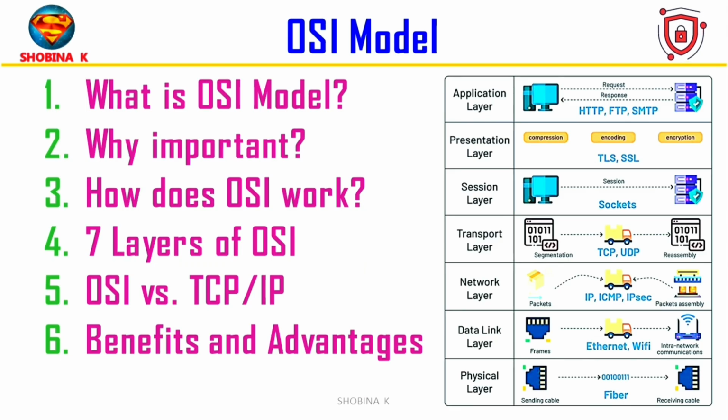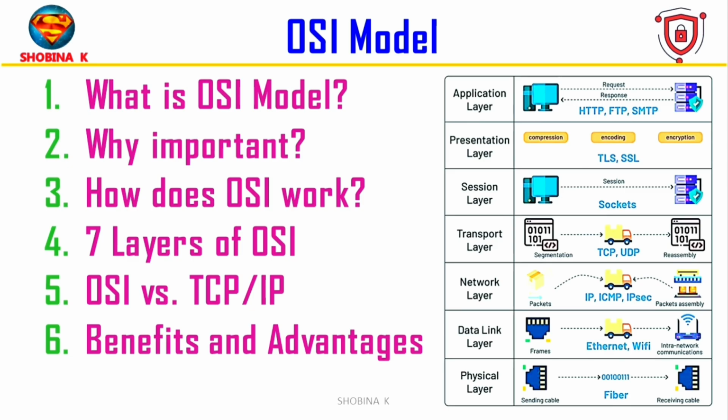So here is what we will cover in today's video. Let's start by understanding what the OSI model is. Next, we will discuss why it is important. Then we will explore how data moves through the layers of the OSI model. Moving further, we have a detailed breakdown of the 7 layers from the physical layer to the application layer. After that, we will compare the OSI model with the TCP/IP model. Finally, we will look at the benefits and advantages of using the OSI model.